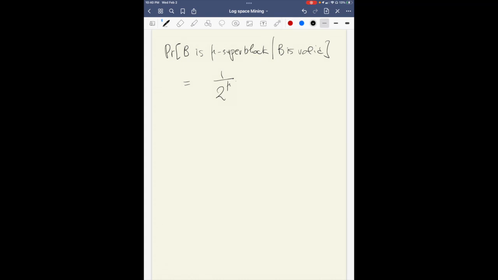So if we're looking at, let's say, level 10, let's do one example. So mu is equal to 10 gives us that the probability of a block being a 10 super block will be 1 over 2 to the 10. So it's about 1 in 1,000. So you can see this is exceedingly rare. So these things appear quite rarely within the chain, right?